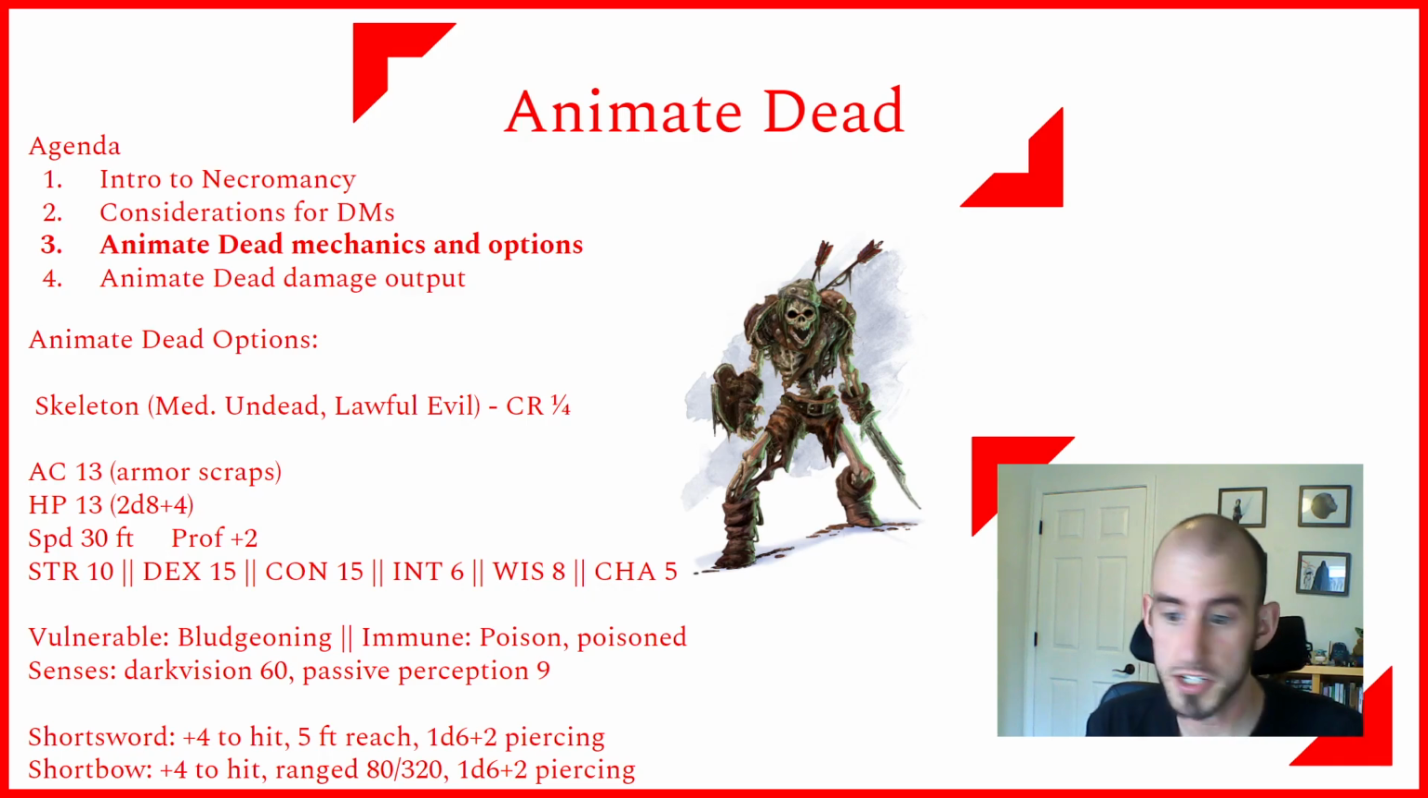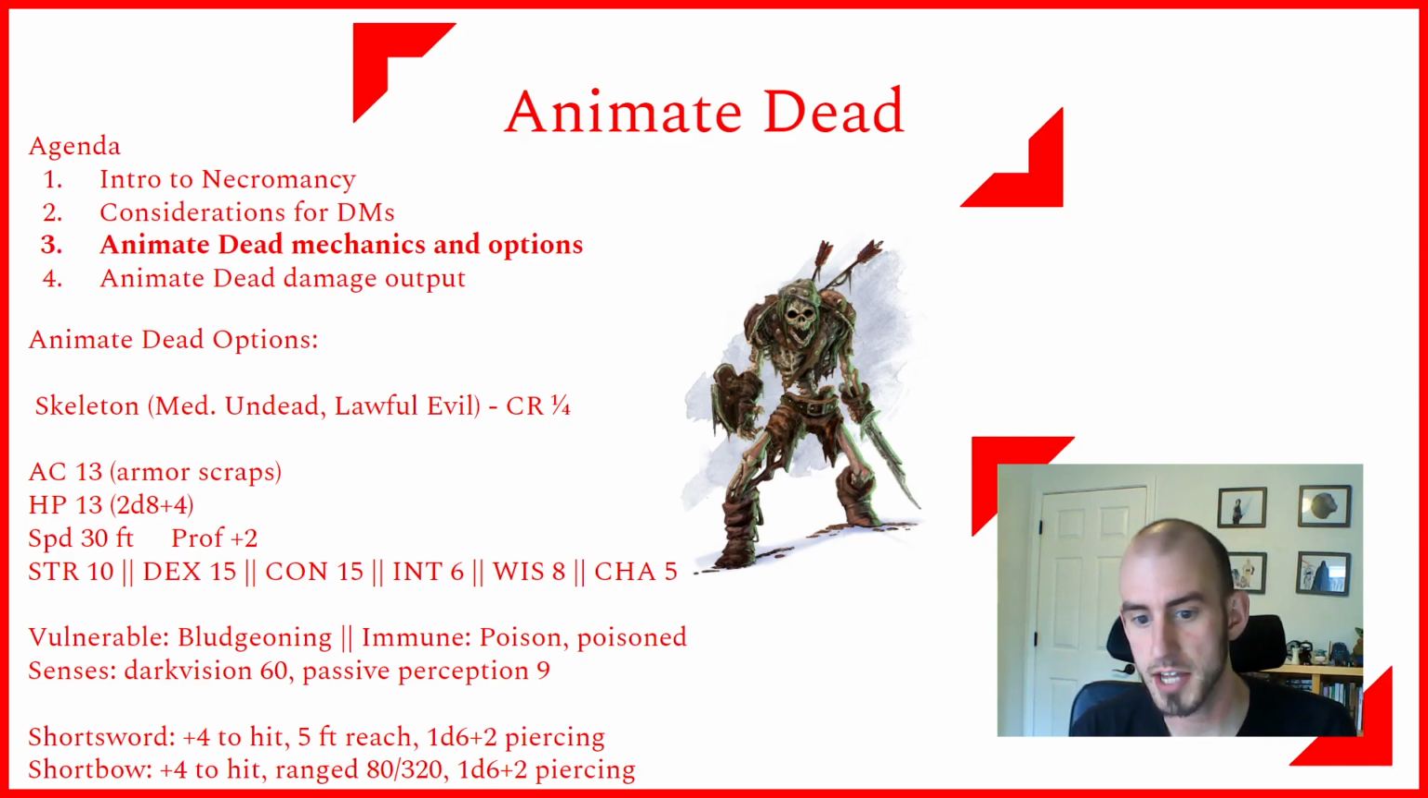They are vulnerable to bludgeoning damage and immune to poison damage and the poisoned condition. They have darkvision out to a range of 60 feet and a passive perception of 9. Skeletons by default in the Monster Manual come with a short sword, which is +4 to hit. They're using their dexterity here, so it's +2 plus +2 proficiency, and it does 1d6 + 2 piercing damage, which is standard for a short sword. They also have a short bow, again +4 to hit using dexterity, and 1d6 + 2 piercing.